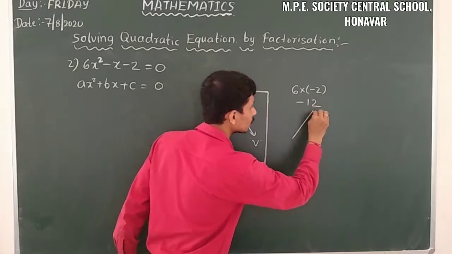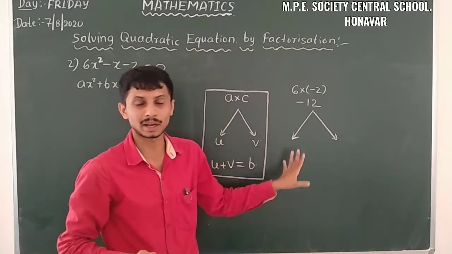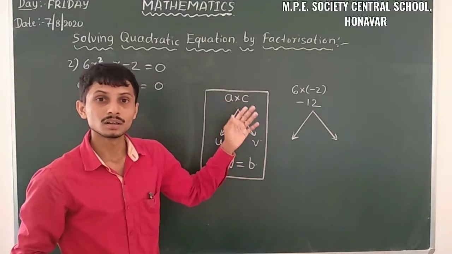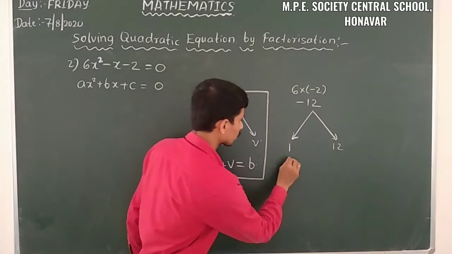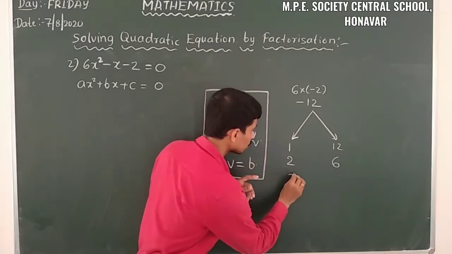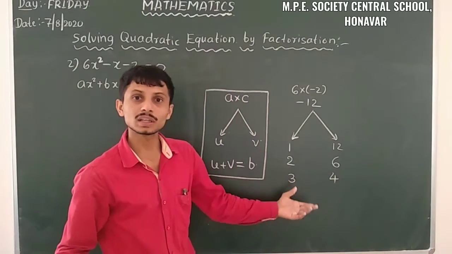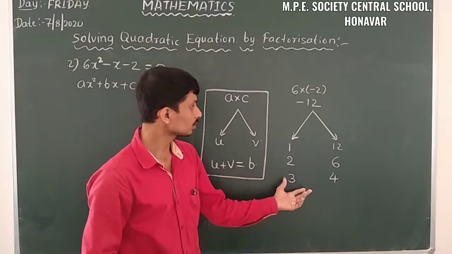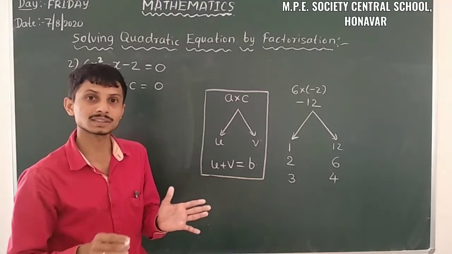So we have to split this into two parts. Here the minus term is there, so firstly we have to neglect that minus sign and take the factors. That is 1 into 12 is a possibility, then 2 into 6 is a possibility, then 3 into 4 is a possibility, and next we can take 6 into 2 only, so we have to stop here. Then we have to check which possibility works here.